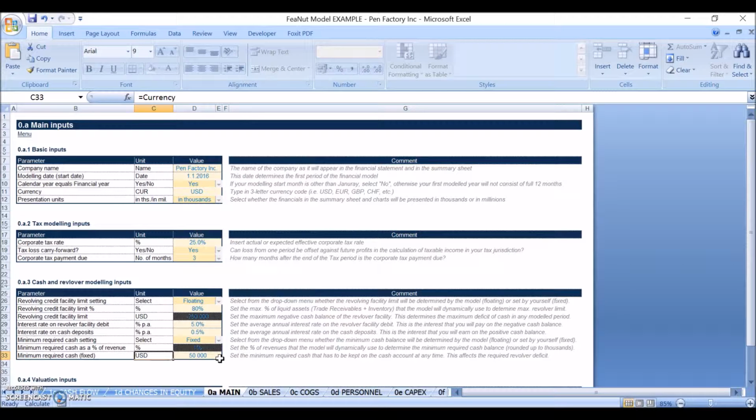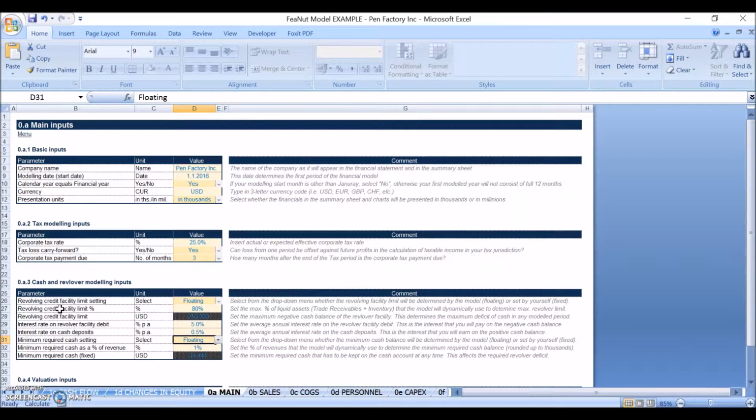So this is sometimes used in models if you would like to set a required amount of cash that you would like to keep as a reserve in your bank account all the time. Of course, if you don't want that, you can set this to 0. For our example, we will actually use floating 1%.